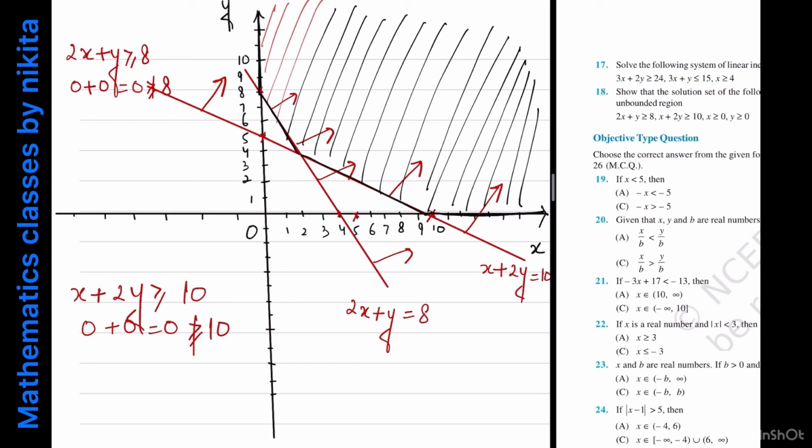I hope it is understood. So you have to take it like this, and you can see that this is an unbounded region. This is an unbounded region because your x has no bound, it can go in this direction, as well as y has no bound, it can go up and up. So therefore this is an unbounded region, and this is your solution set. If you take any point in this region, it will satisfy all the inequalities simultaneously. So therefore I'll say that the solution set is an unbounded region.